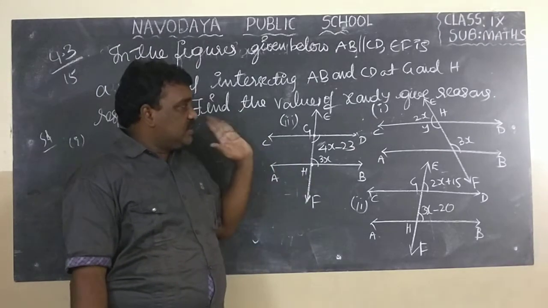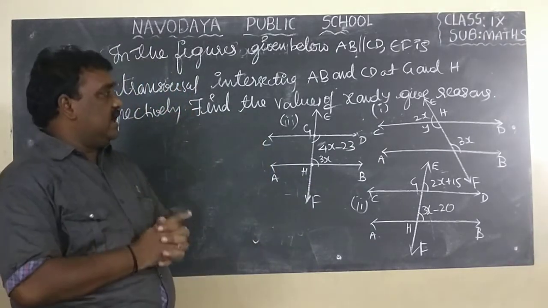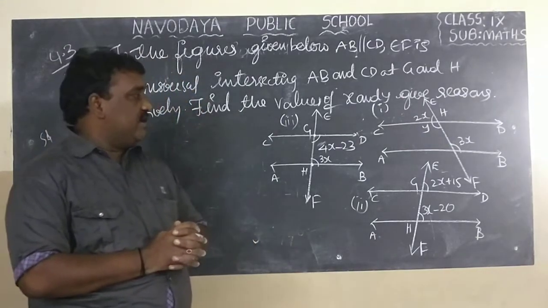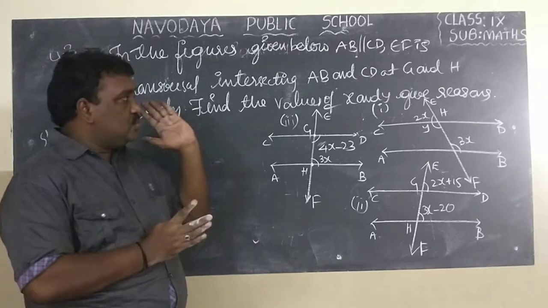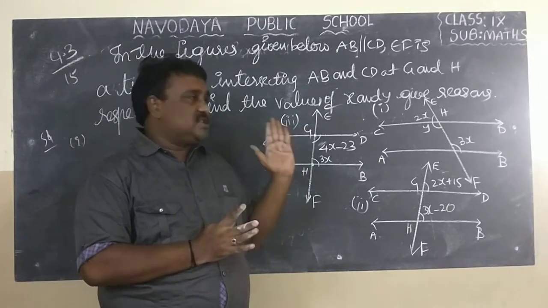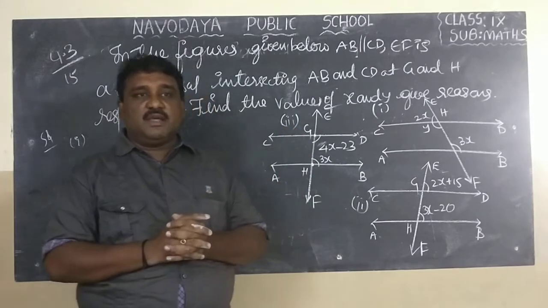Okay, now see the first diagram. What are the angles in the diagram and what is there in the first diagram? AB parallel CD, EF is the transversal. Three angles are visible to you. First one 2x, y, third one 3x.